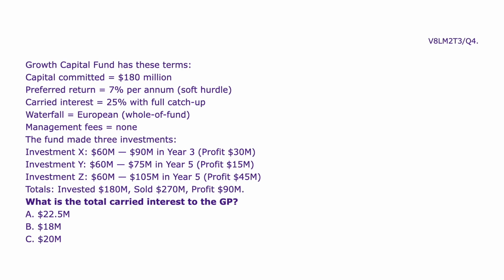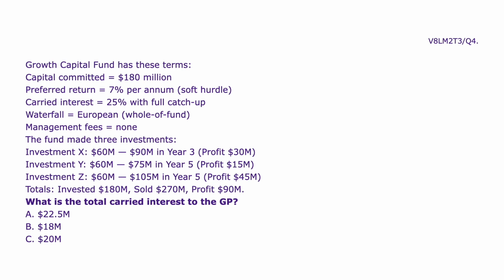Investment X, $60 million, $90 million in year 3, profit $30 million. Investment Y, $60 million, $75 million in year 5, profit $15 million. Investment Z, $60 million, $105 million in year 5, profit $45 million. Totals: invested $180 million, sold $270 million, profit $90 million.